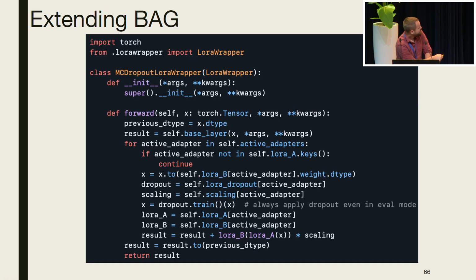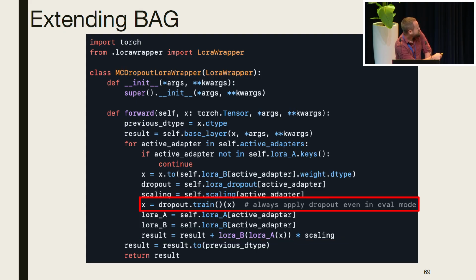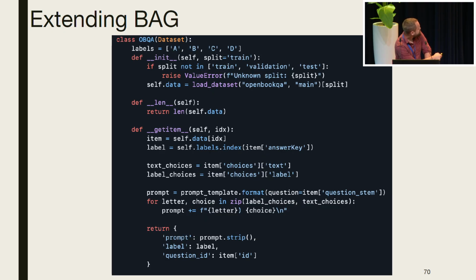To show an example of extending BAG, we'll look at how I implemented Monte Carlo dropout. First, we need to extend this LoRA wrapper object. In these red boxes, I'm showing the base LoRA logic. Here we're computing the base layer, and here are the low rank factors A and B that we can manipulate however we want. Then this one line is the additional logic that's needed for Monte Carlo dropout, which is that we apply dropout even in evaluation mode.